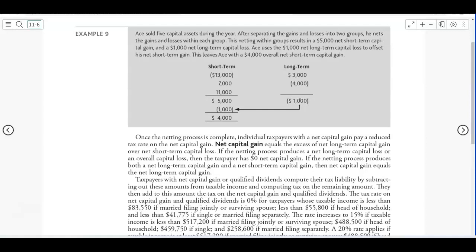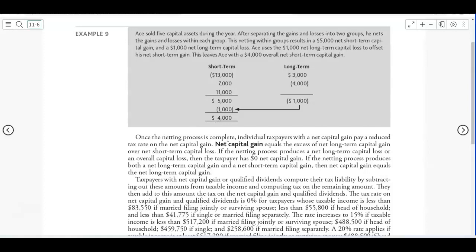Now that we are down to this point, none of them are the same. One of them is gain, one of them is loss. Then you are not complete. You have to continue. So you take this $1,000 to the other side, take it from short-term gain, and all of a sudden your short-term gain ends up to be $4,000.